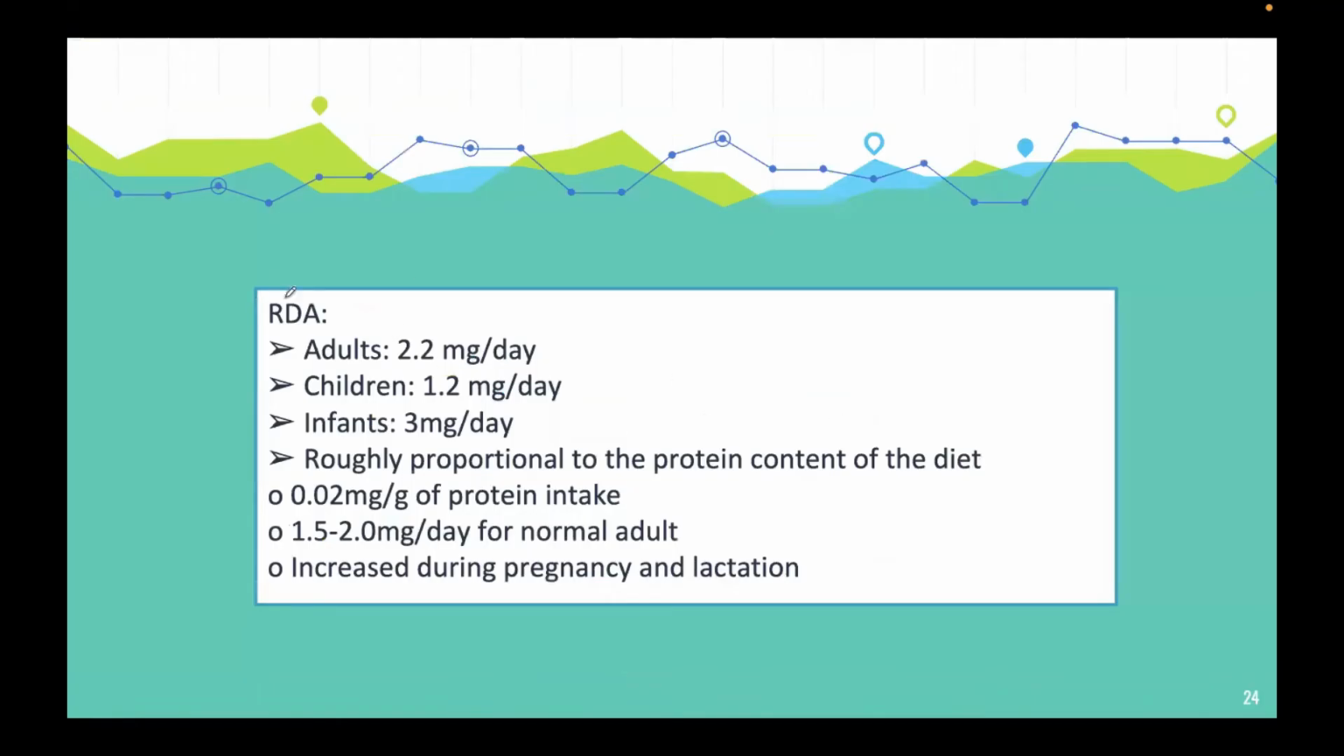So the recommended dietary allowance for your vitamin B6, usually for adults, 2.2 milligrams per day. For the children, 1.2 milligrams per day. And then for the infants, 3 milligrams per day.